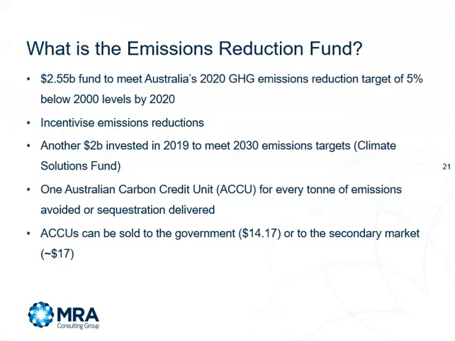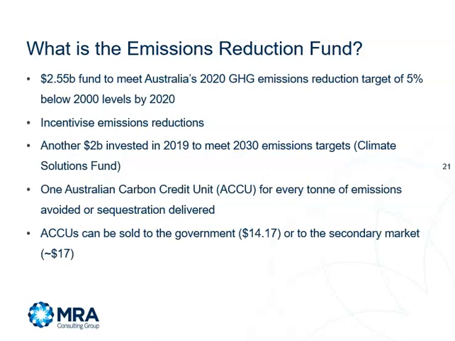The Emissions Reduction Fund, or the ERF in short, is a $2.5 billion fund established to meet Australia's 2020 emissions reduction target of 5% below 2000 levels by 2020. It is a voluntary scheme and is intended to incentivize emissions reductions by businesses and local governments and to reduce costs associated with such changes. Each emissions reduction project that delivers emissions reductions will be issued 1 Australian Carbon Credit Unit, ACCU, for every tonne of carbon dioxide emissions reductions delivered.